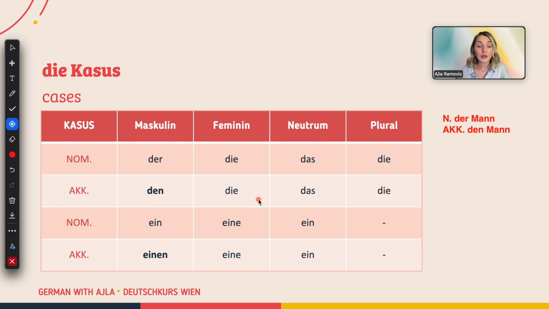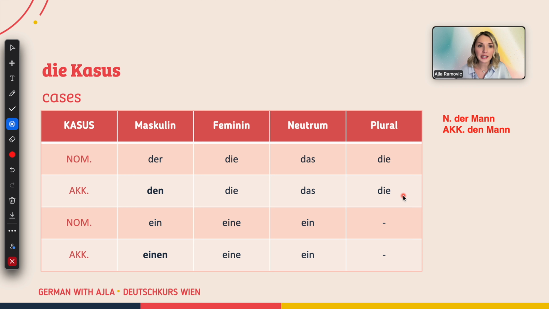Feminine nouns will stay the same and will be again used with the article die. Neutral nouns will again have the article das, and the plural nouns will again be used with the article die.